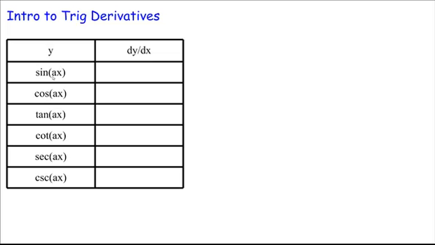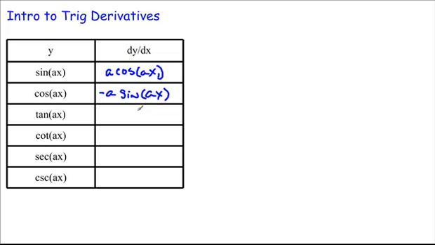Notice here you have the original function sine ax. Its derivative is a times cosine ax. Now this a is just a number, so this could be sine 2x, sine 3x, sine 8x, sine 1 billion x. What you do is take the a value, whatever it is, and put it here, then change this to cosine, keeping the ax in the middle. Then the derivative of cosine would be negative a sine ax.